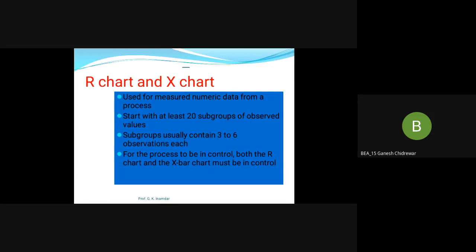Now, what is the main use or basic information about the R chart and X chart? These charts are used to measure numeric data from a process. Suppose some process is going on. For example, Covaxin or Covishield vaccines are being manufactured, say 50 or 60 lakh vaccines in one day. Under that process there are a number of plots and things, so controlling that process will help. For that purpose, the X chart and R chart will be useful.